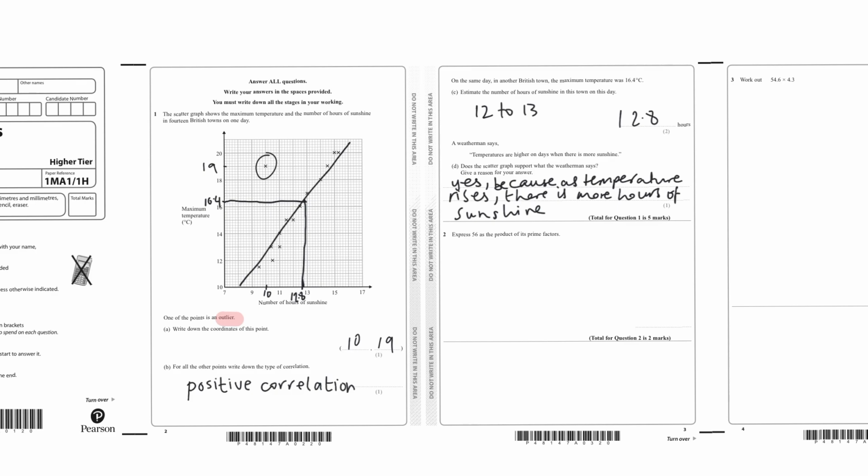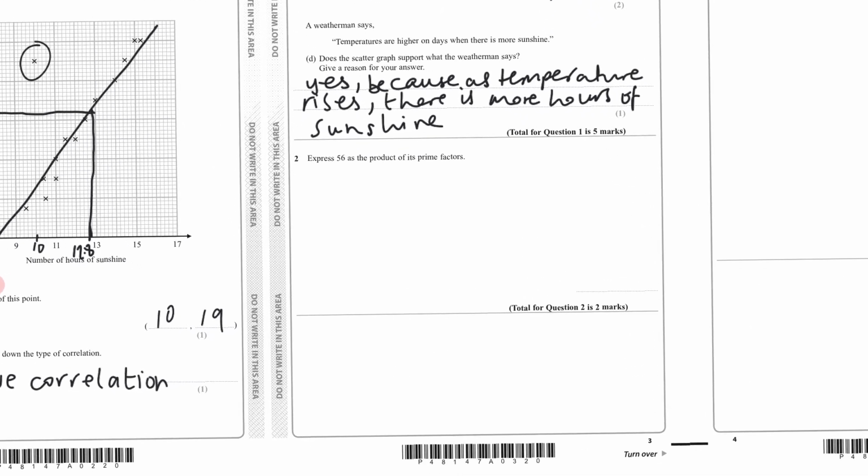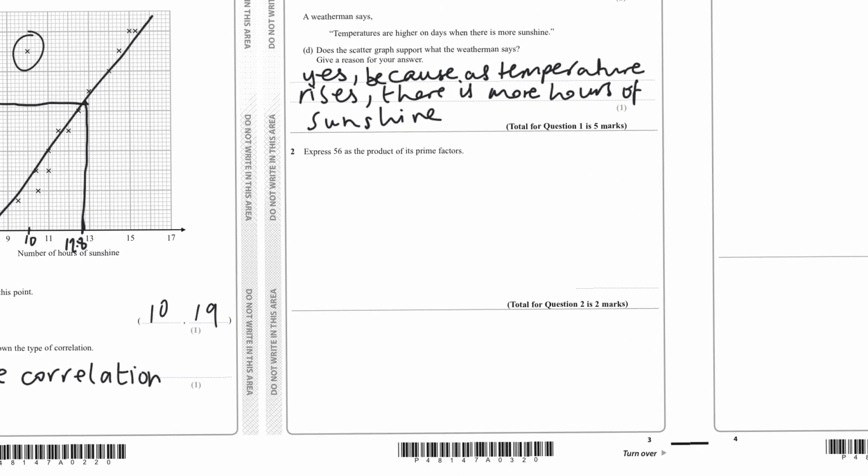So moving on to question two. Question two is on prime factors, which I also have a video on in the link above, covering prime factors, highest common factor, and lowest common multiple. How we answer these questions is all about our prime factor trees.